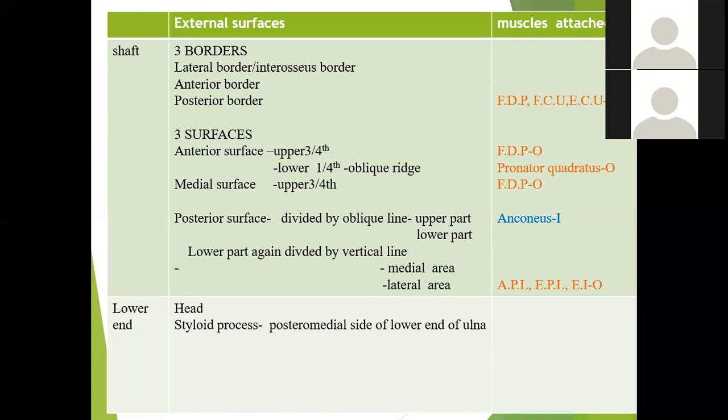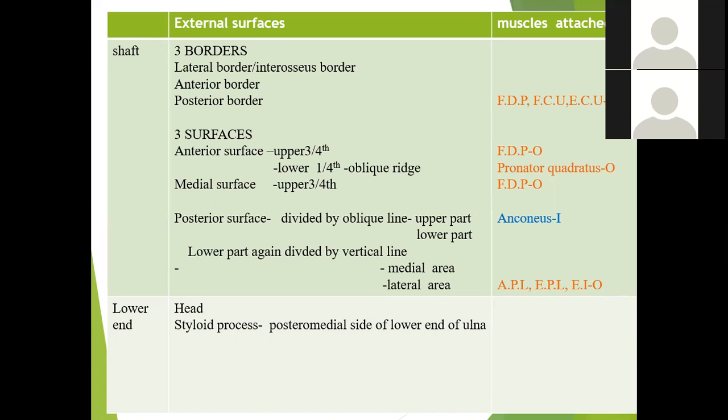Now we come to the lower end. The lower end of the ulna is very simple. Here we can see the head of the ulna and the styloid process. It is just the inverse of the radius: in the radius we saw a disc-shaped head at the upper end, whereas here in the ulna you can see the head at the lower end. The next one is the styloid process. Where is it located? We already know the styloid process; it is an elongated process.